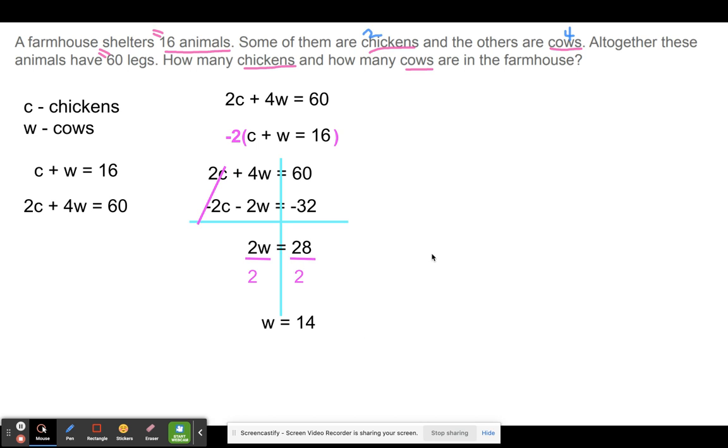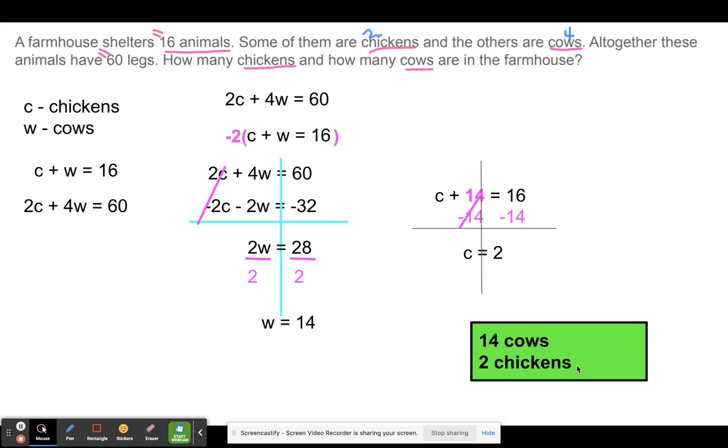Now we've got to figure out the amount of chickens. Again, take that number, plug it into the easier equation. We get C plus 14. Take away 14 from both sides. And the amount of chickens is 2. Okay, so we get 14 cows and 2 chickens total.